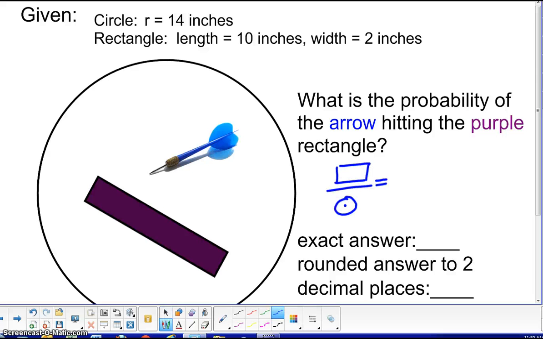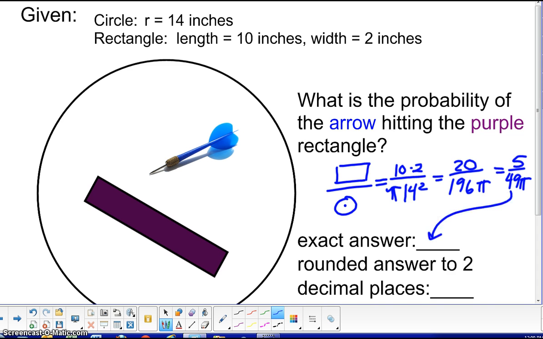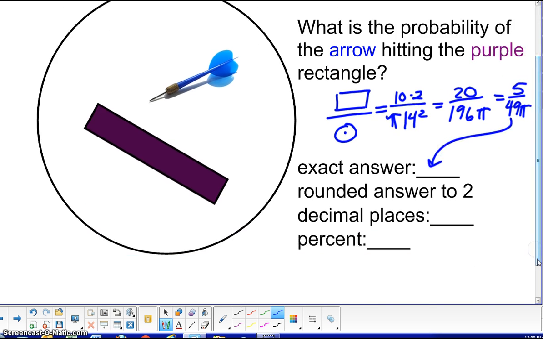Okay, so of the rectangle, we know it's 10 by 2. And then the bottom is going to be total area, so that would be the circle, which is pi r squared. And then after reducing, we get 20 over 196 pi, and reducing one last time, 5 over 49 pi. So that's going to be the exact answer. And then the rounded answer to 2 decimal places would be 0.03. And if you're putting it as a percent, it'd be 3.25%.